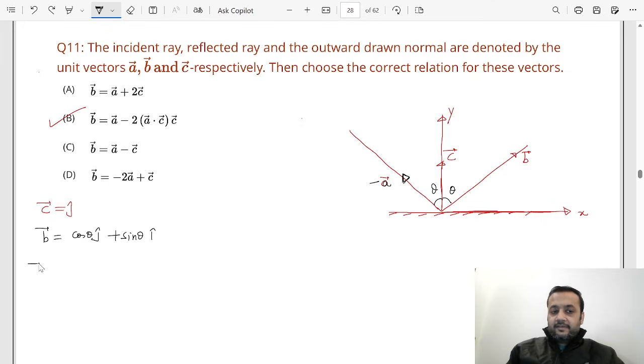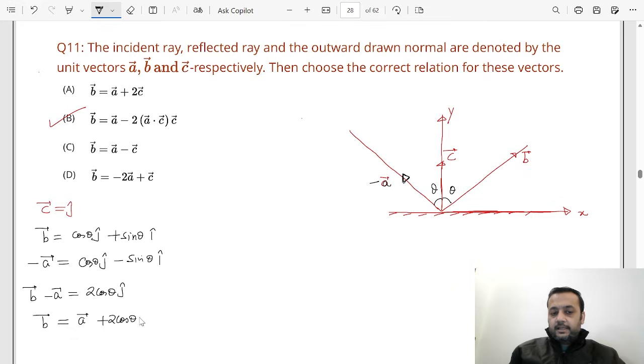And what is minus a vector? So minus a vector is, simply you can say that it is also cos theta j cap. This component of minus a vector is cos theta in the j cap direction and sin theta in the minus i cap direction. Okay, so that will become cos theta j cap and minus sin theta into i cap. So this is what we get. All right. Now see, basically you get the value of sin theta i cap directly from here. Look. So if I add these two equations, we will get b minus a. B minus a is 2 cos theta j cap. Okay, that means b vector becomes a vector plus 2 cos theta j cap.